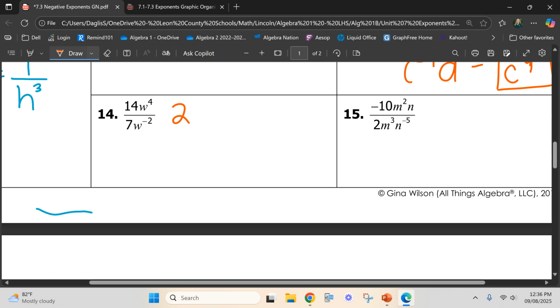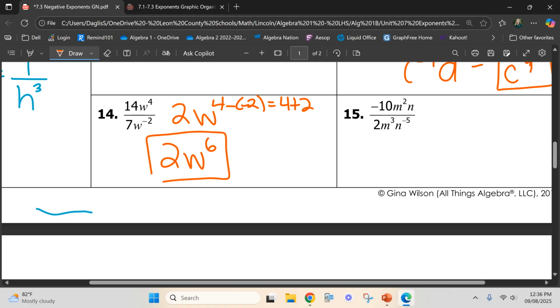Alright, how do I simplify my W's though? W 4 minus negative 2, which is really 4 plus 2. So 2W to the 6th power. Do I have to move anything? Nope. All done. Wait, it's not -6? Nope. Oh, because it's 4 minus negative 2. Uh-huh. Correct. If it was the other way, it would have been.